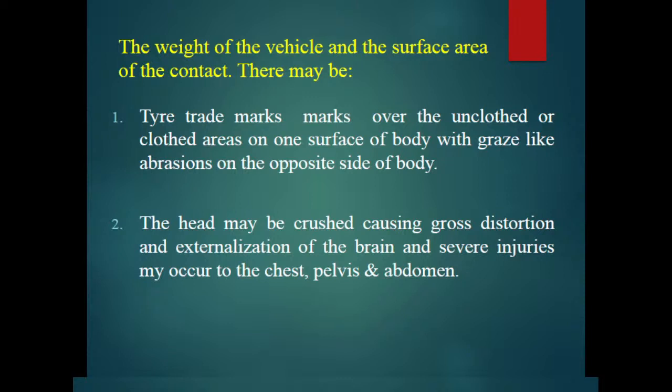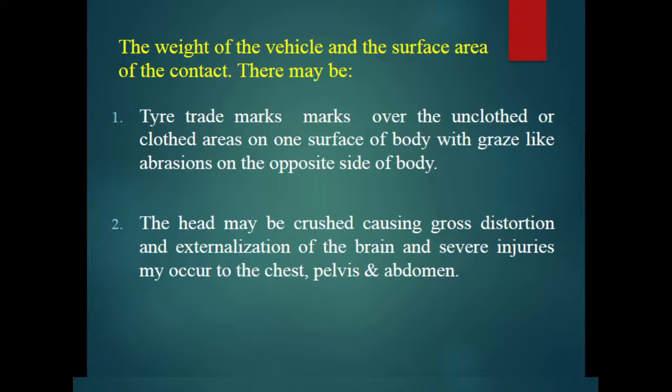In case of run over, we might see tire marks, which are specific signs of run over. Tire marks could be found on both areas covered with clothes and areas which are unclothed. On the skin, on the tissues, there are so-called negative tire marks. These are bruises and imprints. Positive tire marks could be seen on both skin and clothes.